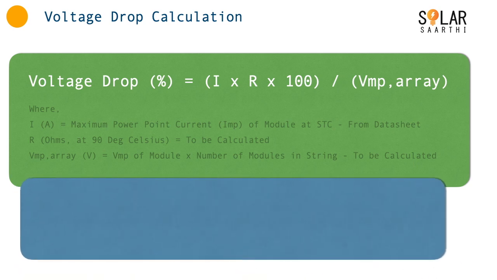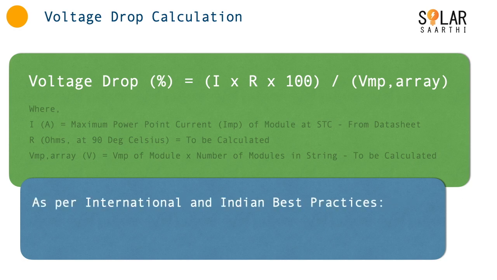Now as per the international and Indian best practices, voltage drop at the DC side should not be more than 2 to 3%. So while sizing the cable, this is a factor that we need to be very careful about, that the voltage drop never exceeds 2 to 3%. That is what is acceptable in the Indian and international standards.